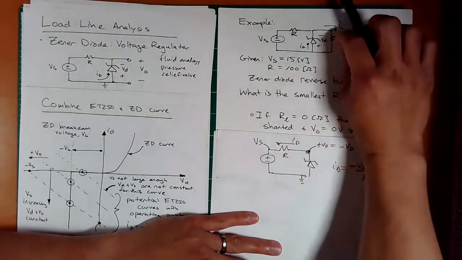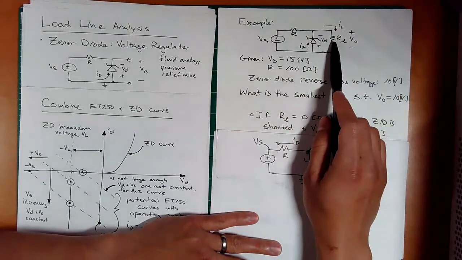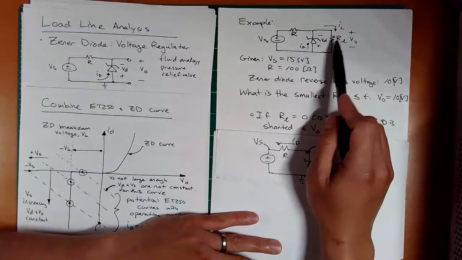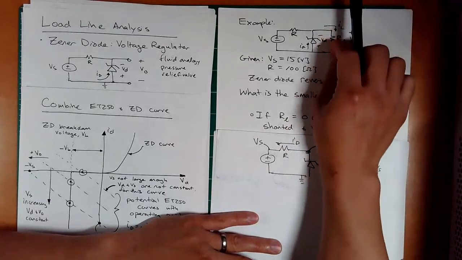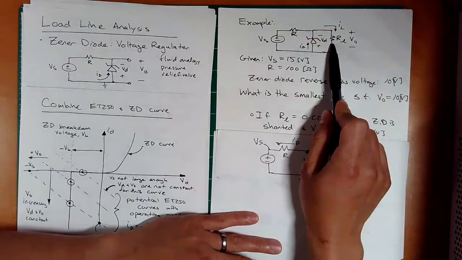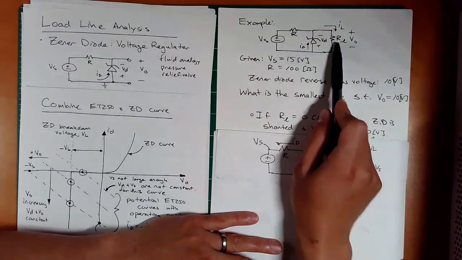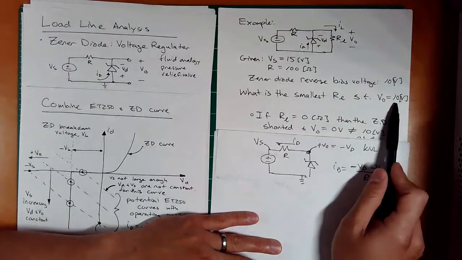So what does that mean? We need to increase some resistance here. We can't request so much current. You can imagine if we keep increasing the resistance here, there will eventually be a point where this V naught will be 10 volts. And so that's the question: what is that resistance when we get to that 10 volts?